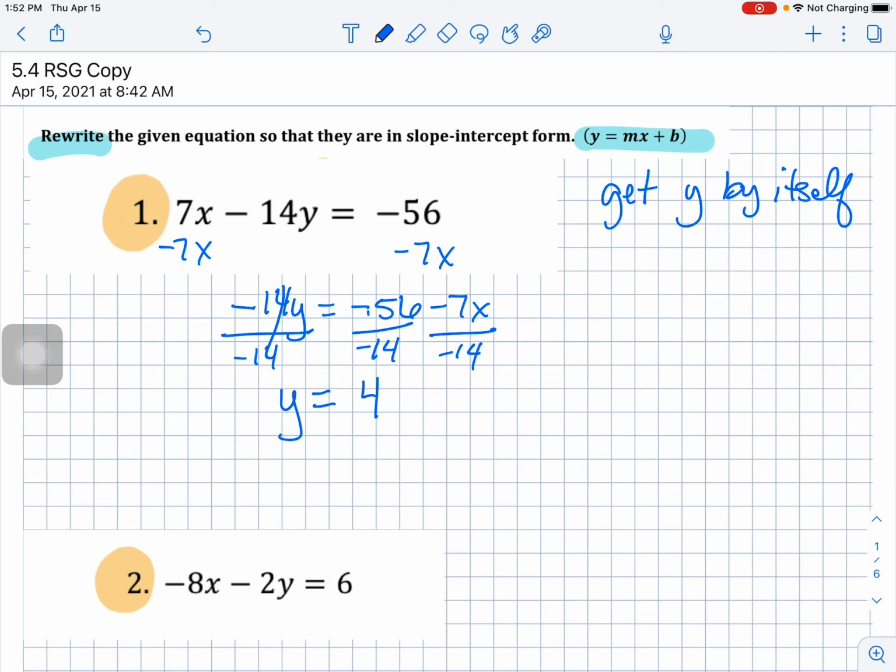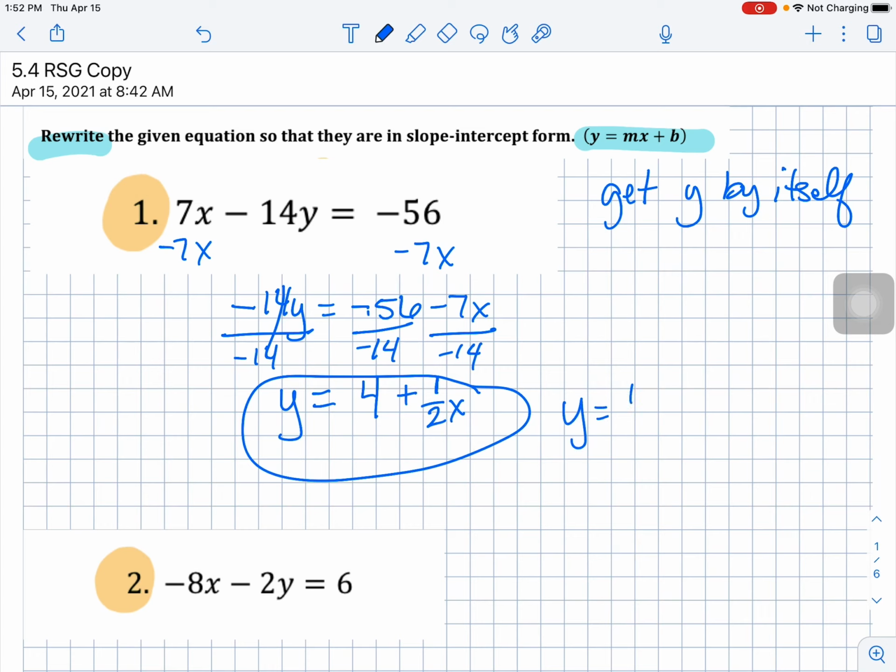And then 7/14 is going to be negative divided by negative is going to give me a positive. And I know that 7 goes into itself once and it goes into 14 twice, so I'm going to simplify that to 4 plus 1/2 x, or y equals 1/2 x plus 4. Both of those are correct.